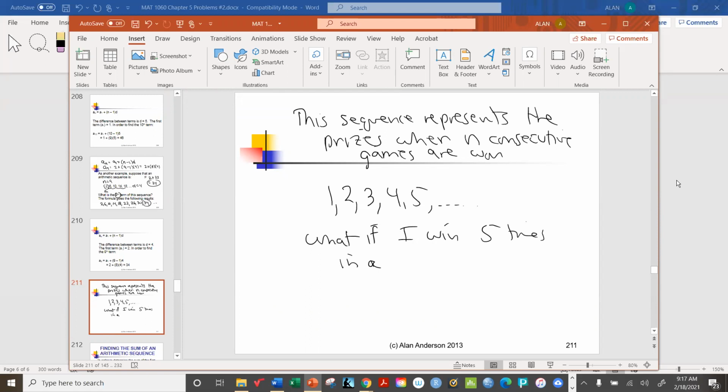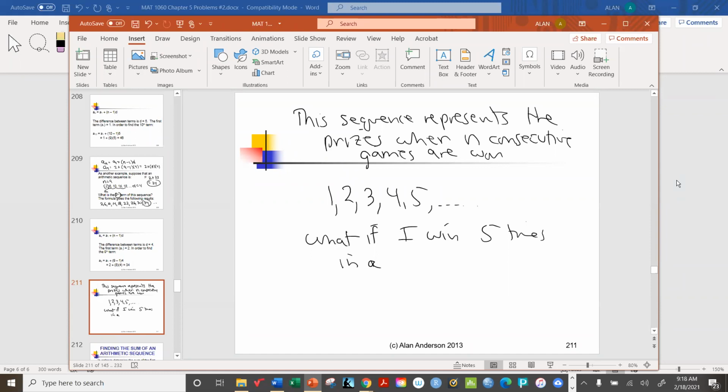So in other words, I guess I'm not really explaining this very well. What this means is that if you win, on the first win, you get $1. On the second one, you get $2. On the third one, you get $3. On the fourth one, you get $4. And on the fifth one, you get $5. So therefore, if I win 5 times, I'm not winning $5. I'm winning all of these. Okay, that's what I'm trying to get across here.